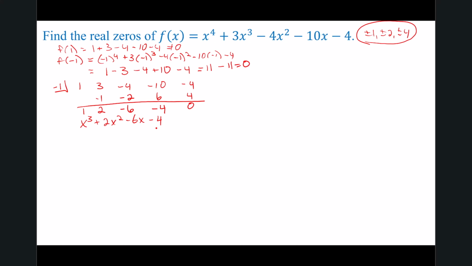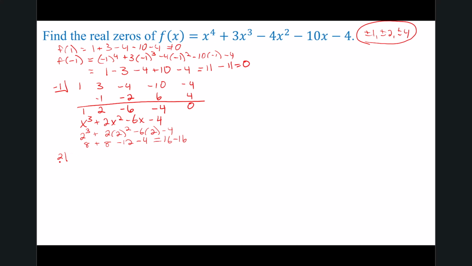So same thing, negative 1 might work again, it might not. We can try something else. Let's try 2. If I plug in 2, I get 2 cubed plus 2 times 2 squared minus 6 times 2 minus 4, which is 8 plus 8 minus 12 minus 4, or 16 minus 16. So 2 works.